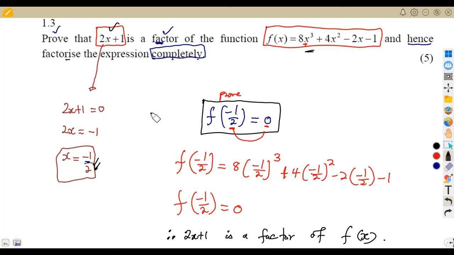So that is what you need. You need revision of question papers. And now they are saying, hence, the continuation from whatever was already proved, that it's a factor. So they are now saying factorize completely.